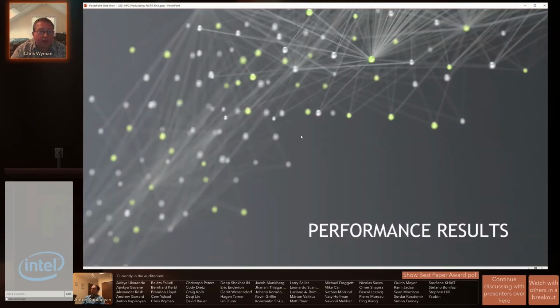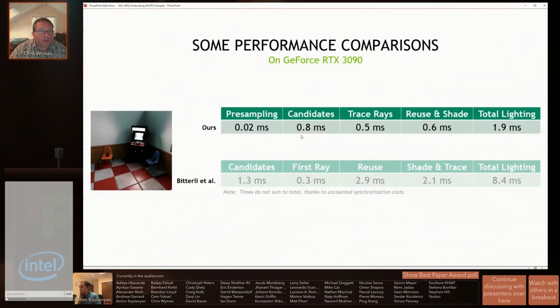All right, so now I want to talk about performance results for the aggregate paper. And I encourage you to go look at the paper for more details on everything that goes into this. On the top is our optimized algorithm, and on the bottom is last year's Bitterli paper from SIGGRAPH. Our work is about 4 times faster on this simple scene. And what I want to highlight here is that the candidate generation is cheaper even in this simple scene, which largely fits into cache. And then the trace rays and reuse and shade also goes down due to a bunch of optimizations discussed in the paper.